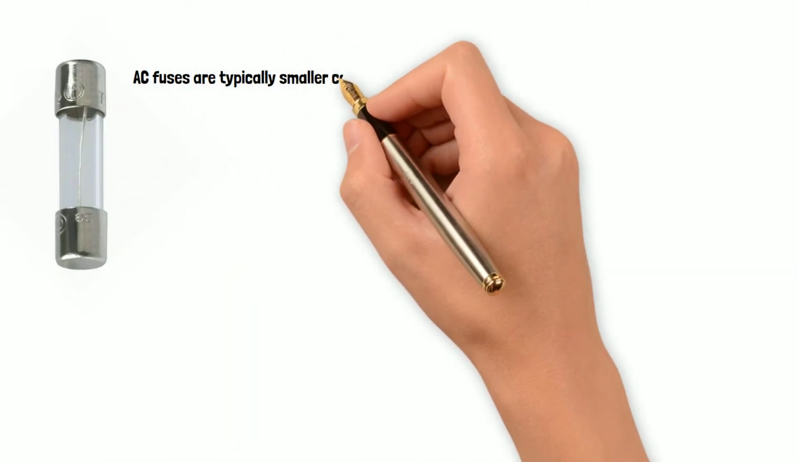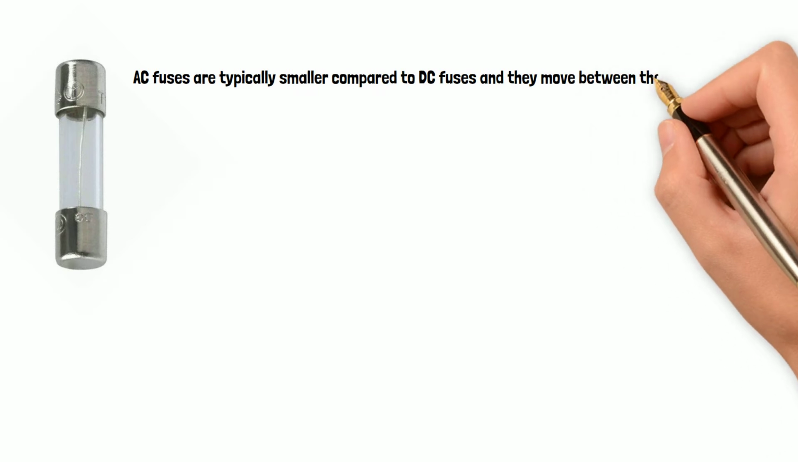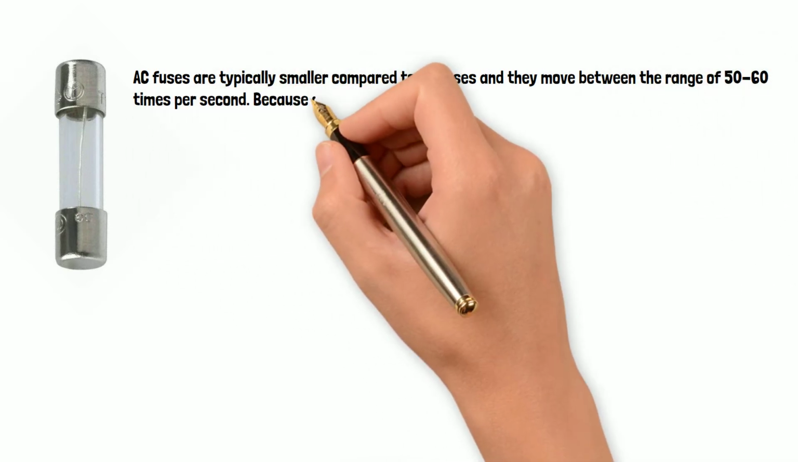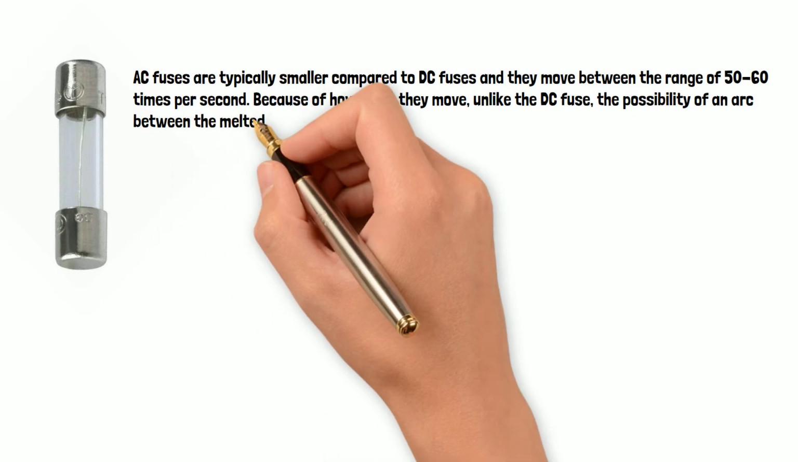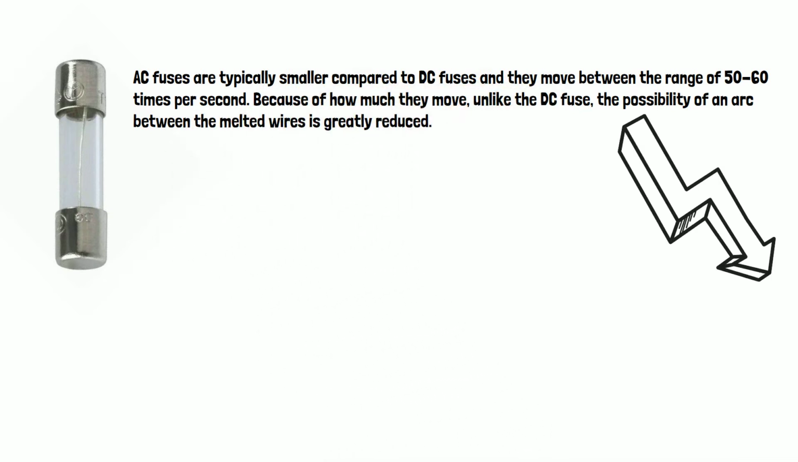AC fuses are typically smaller compared to DC fuses, and they move between the range of 50 to 60 times per second. Because of how much they move, unlike the DC fuse, the possibility of an arc between the melted wires is greatly reduced.